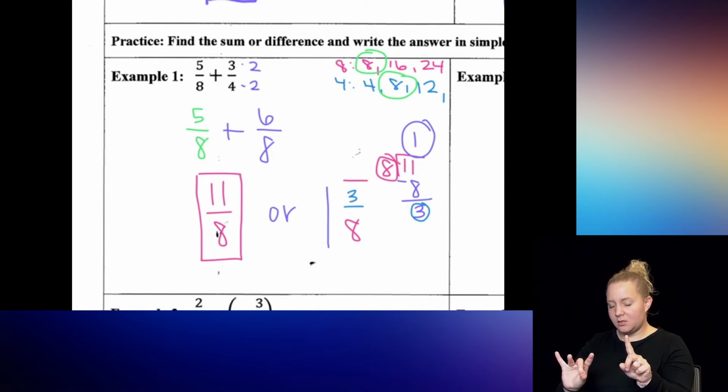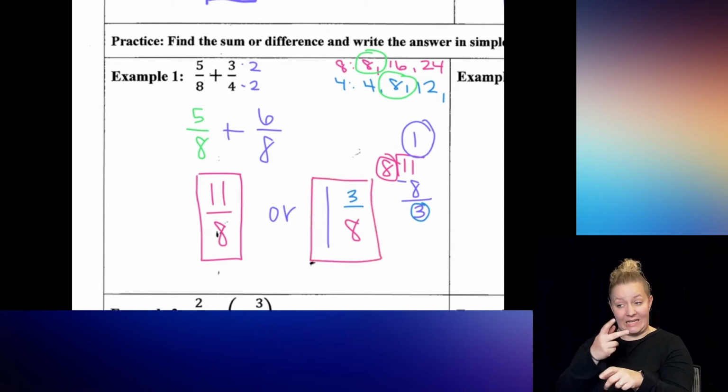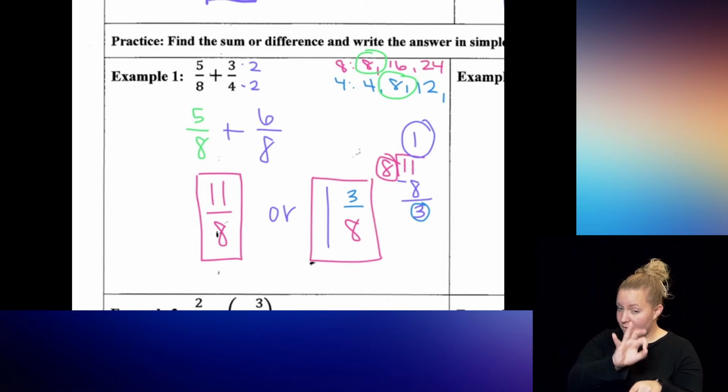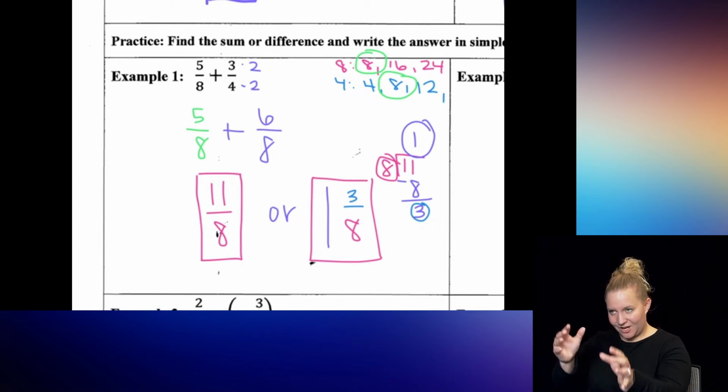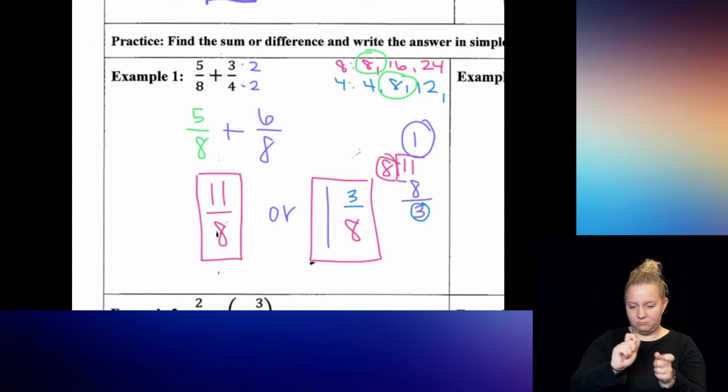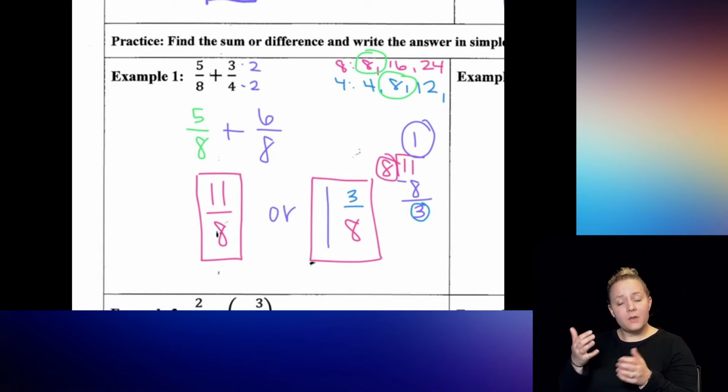over that original denominator of 8. So yes, you can keep this as the improper fraction, but just as good practice, if I were you, I would also show it as a mixed number, just so that you can prove to your teacher that you know how to convert from improper to mixed. All right, we're going to move along to example 2.